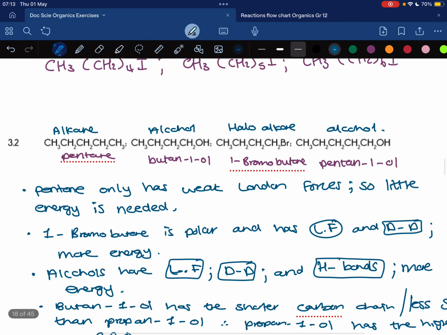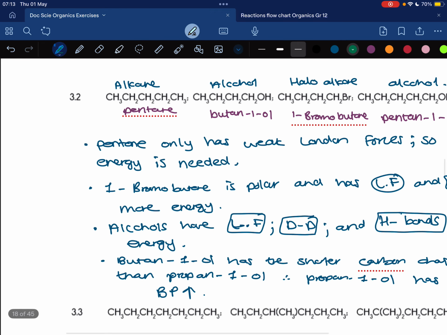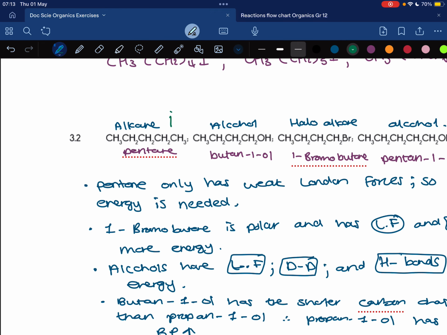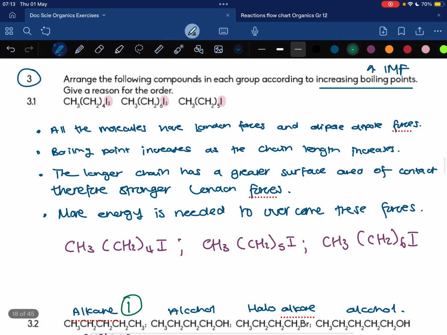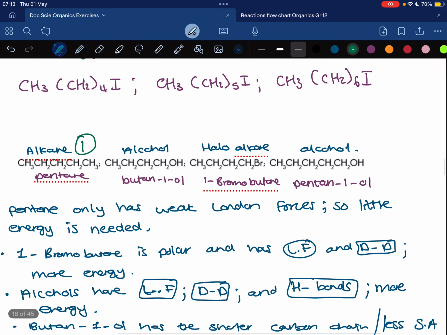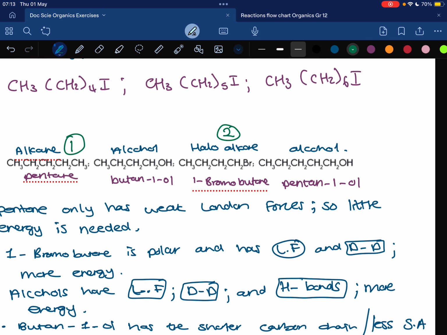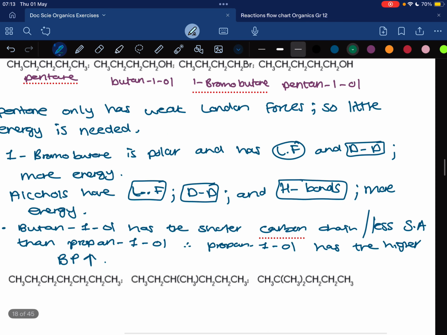Okay, so the order, I don't really have enough space to write it, so I'm just going to put the numbers. So the first one in increasing strength, right? They said increasing boiling point. So it will first be the alkane, then the haloalkane, then the butan-1-ol, and then the pentan-1-ol. Writing the carbon chain, not the number.